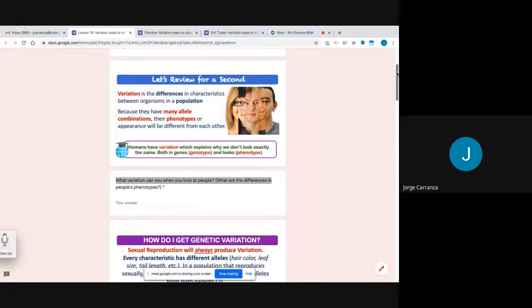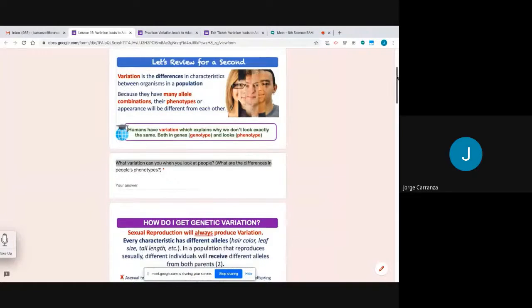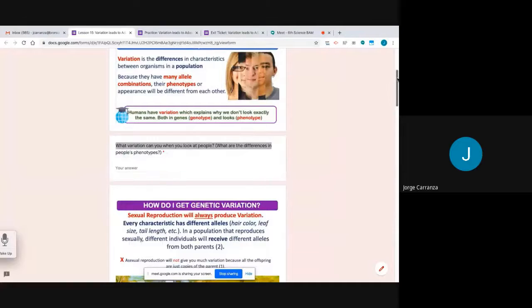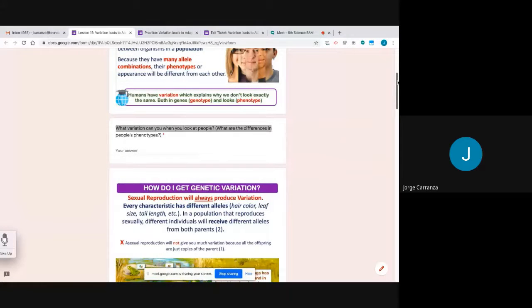We cannot just go around the court and test or take a sample of everybody's DNA, but we know, because they move differently and look differently, that they must have different alleles and different DNA. So, a really big, important thing to take note of: genotypes and phenotypes. Both of them contain variation in organisms that reproduce sexually.